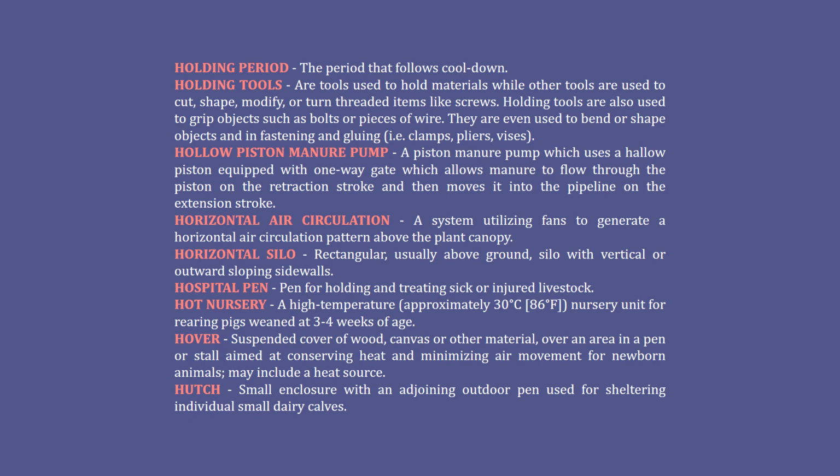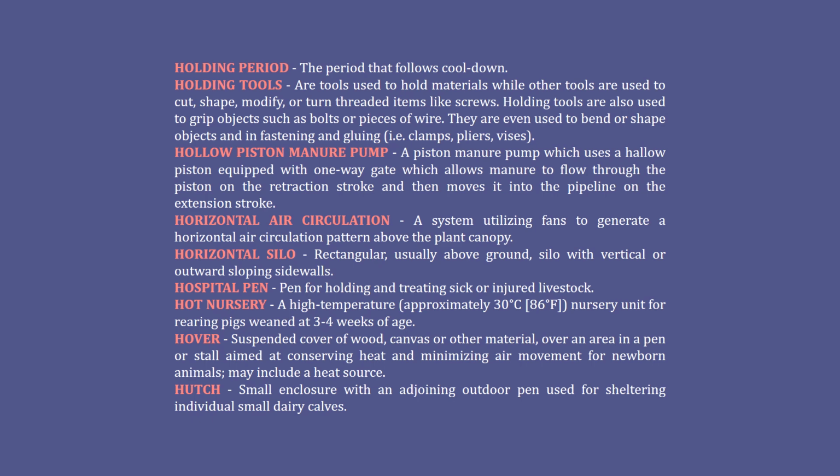Horizontal silo. Rectangular, usually above ground. Silo with vertical or outward sloping sidewalls. Hospital pen. Pen for holding and treating sick or injured livestock. Hot nursery. A high temperature, approximately 30 degrees Celsius, 86 degrees Fahrenheit, nursery unit for rearing pigs weaned at 3 to 4 weeks of age.